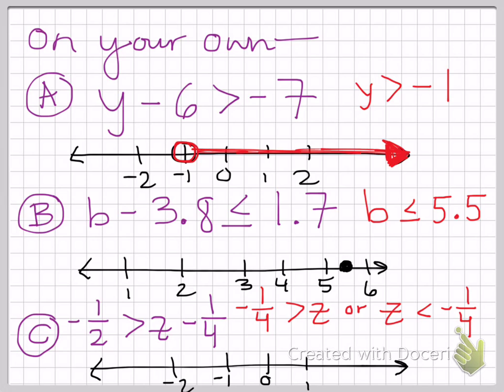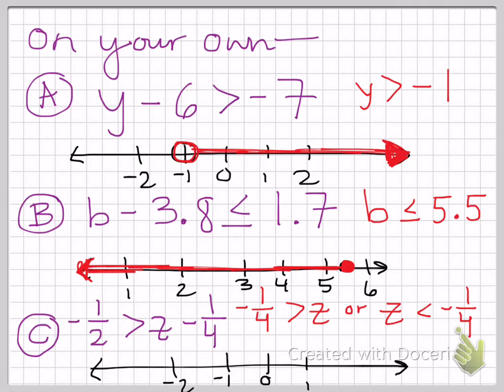Okay, and then the next one, B, you should have gotten B is less than or equal to 5.5. You locate 5.5, which is halfway between 5 and 6. It's less than or equal to, so you close it up because the solution includes 5.5, and then you go to the left, less.